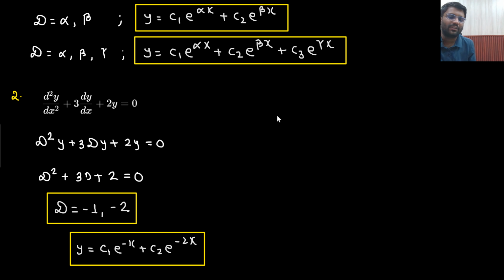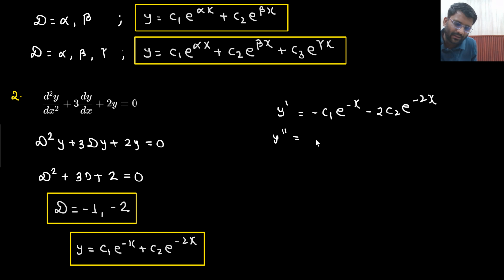What is the meaning of d2y by dx2? That means y will be differentiated 2 times. So can you differentiate y 2 times? What will you be getting? First you differentiate y 1 time. When I differentiate y 1 time, what I am getting is minus c1 e to the power minus x minus 2 c2 e to the power minus 2x. When you differentiate y 2 times, what are you getting? That will be c1 e to the power minus x plus 4 c2 e to the power minus 2x.